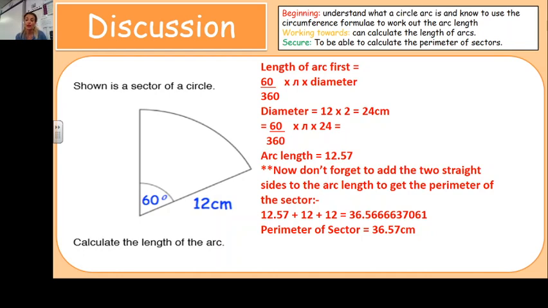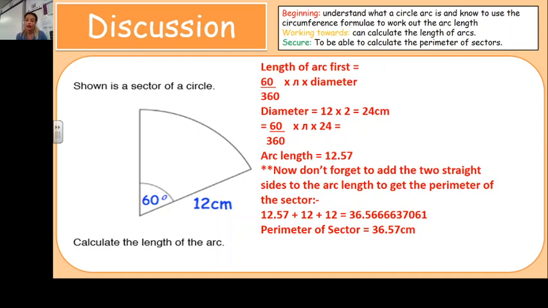So the calculation you do is 60 divided by 360, because we've only got 60 degrees of a 360 degree angle, times pi times 24, and that gets you an arc length, so the curved section of that sector is 12.57. Now, don't forget, that's only the curved section. You need to add on the 2 straight sides to the arc length to get the full perimeter. So that would be 12.57, add 12, because there's 2 of those straight sides, and that gives you 36.57 as your overall perimeter once you've rounded it.